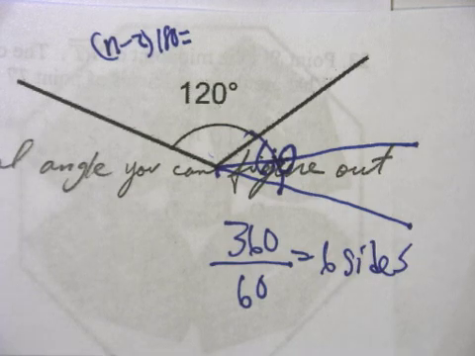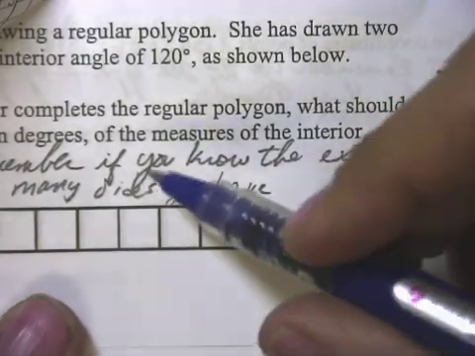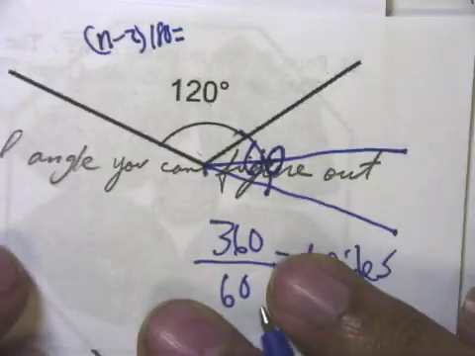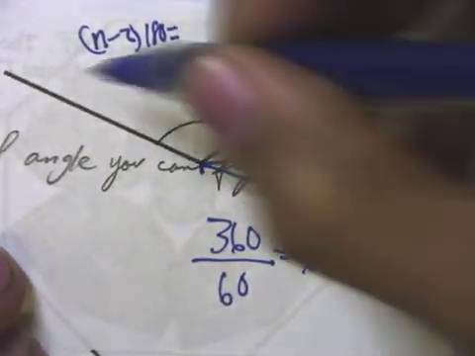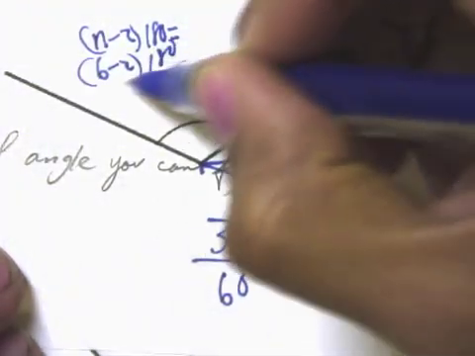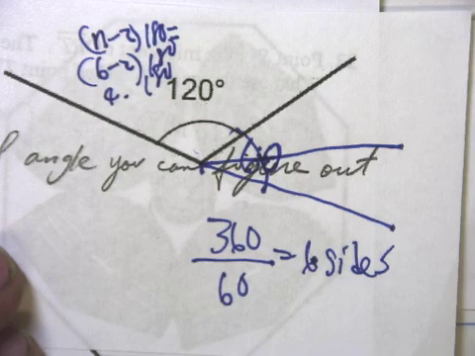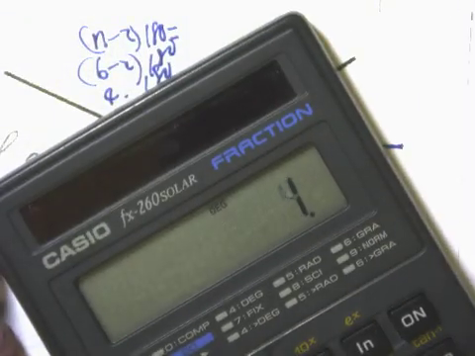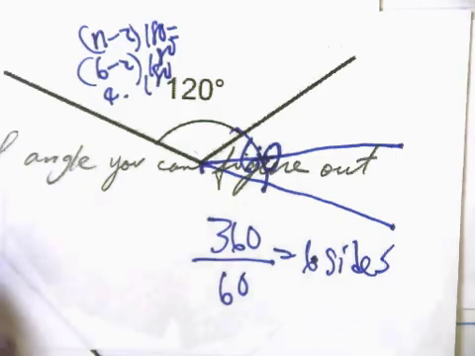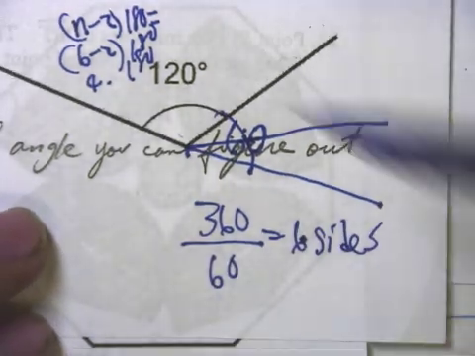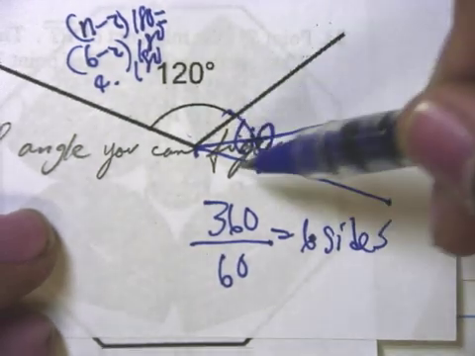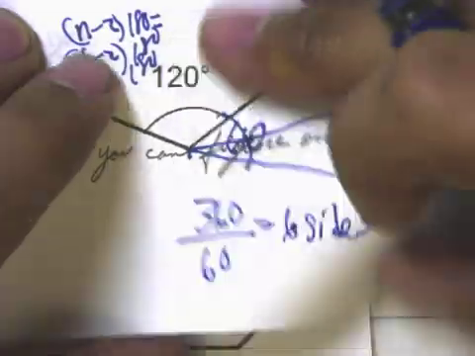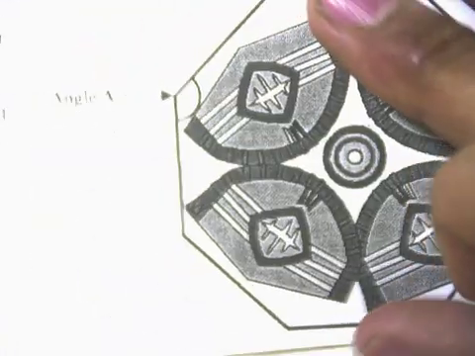Being that I have 6 sides, now I can answer the question that they were asking me before. The question was asking me, how many degrees should I have in the interior of this polygon? Well, I know what the formula is to find that. 6 minus 2 times 180, 4 times 180, and that's going to tell me that I should have 720 degrees. So remember, when they give you an internal angle, you can find the external angle, and with that external angle, you can find out how many sides your polygon has.